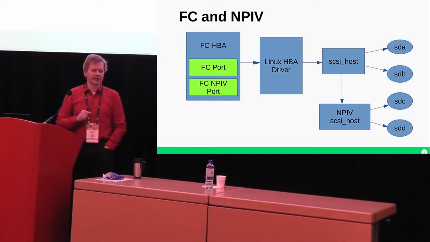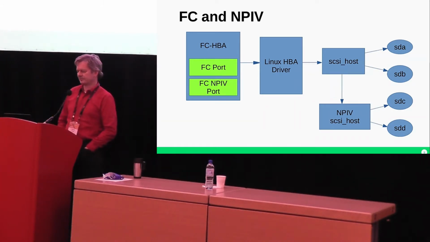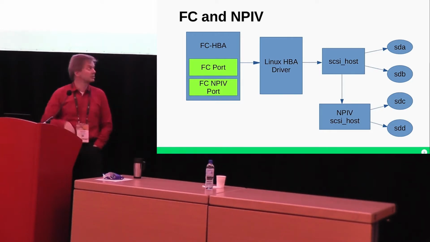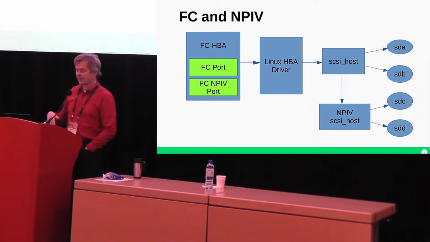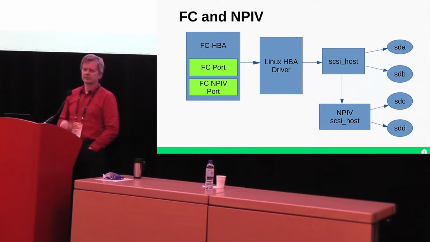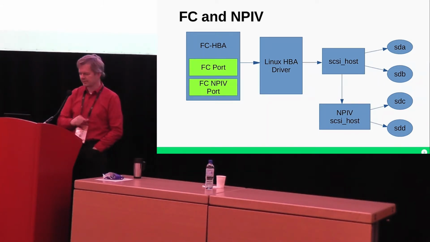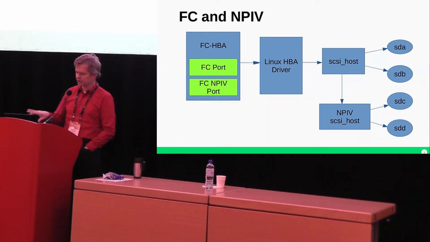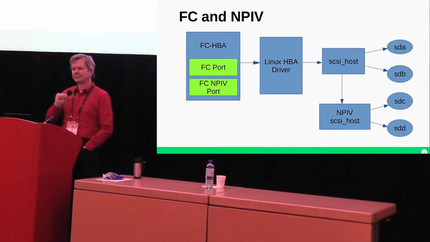So, and here's now the same schematic as I had previously. So now we still, again, have the Fibre-channel port over there, and the NPIV port, again, visible on the SAN, the HBA driver, which does the handling, the SCSI host, and then the NPIV device shows up as an additional SCSI host beside the original one.